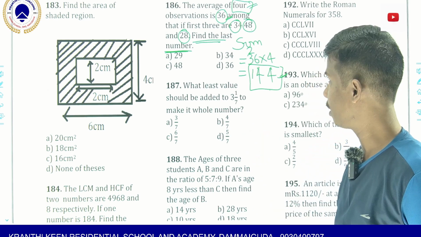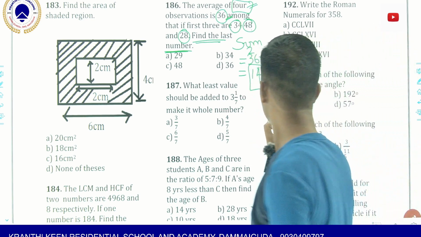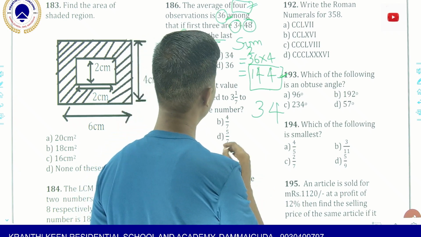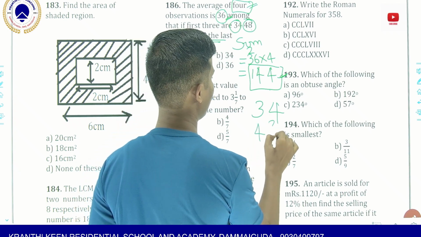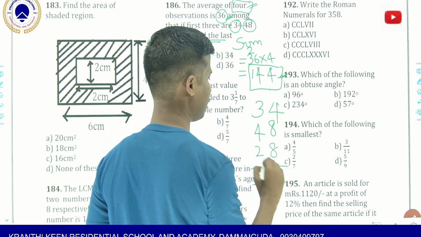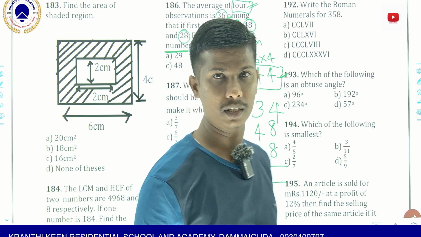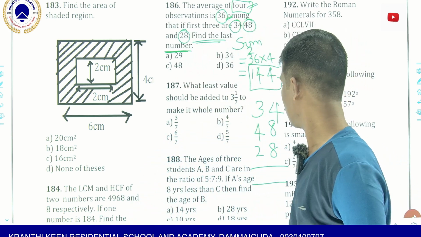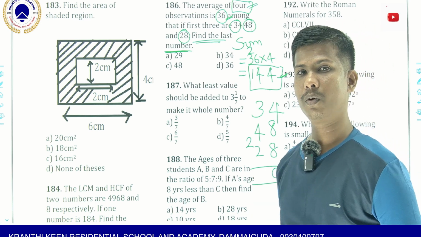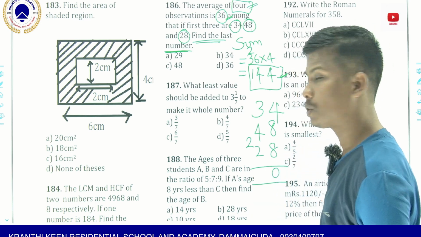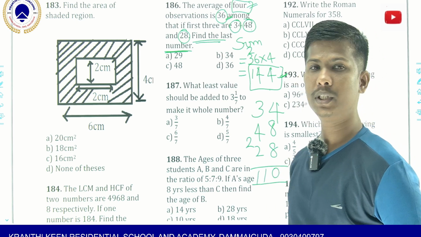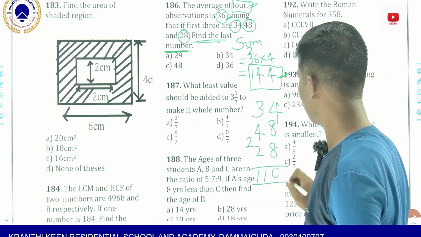Okay, now you see, add this one: 34. First he has given 34, 48, 28. 8 plus 8, how much? 16. 16 plus 4, how much? 20. 3 plus 4, 7. 7 plus 2, 9. 9 plus 2, 11. 110. That means if you add these numbers, you are getting 110.